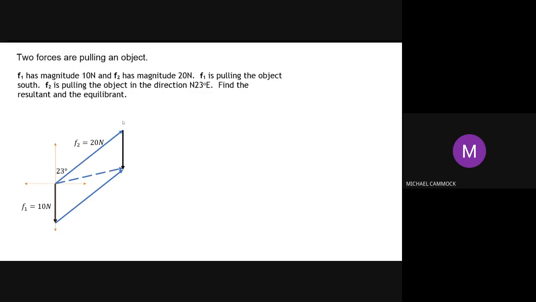This line that's coming south and this north-south line, those two lines are parallel. This would be what we call a transversal. So this angle here is actually the same as this angle over here.